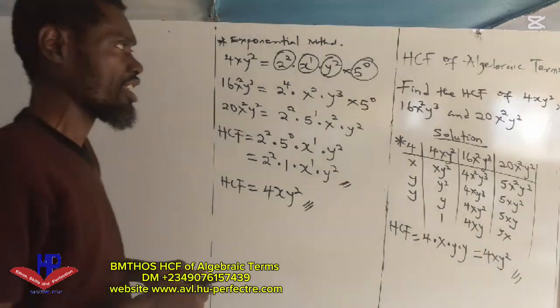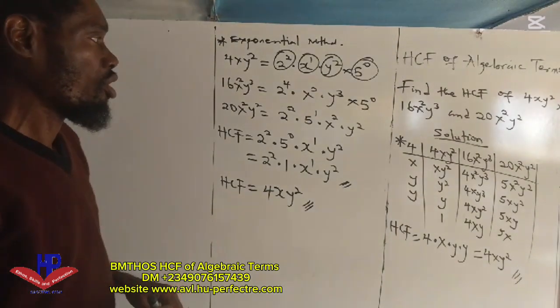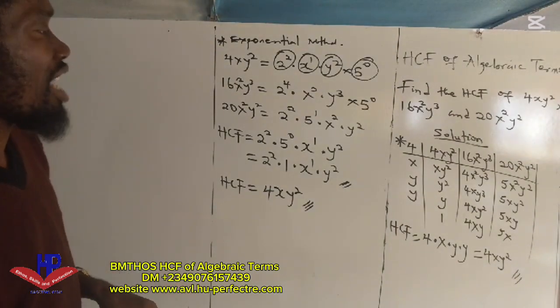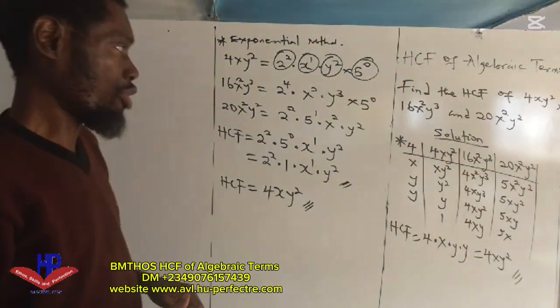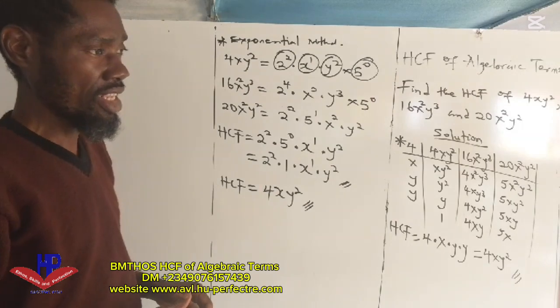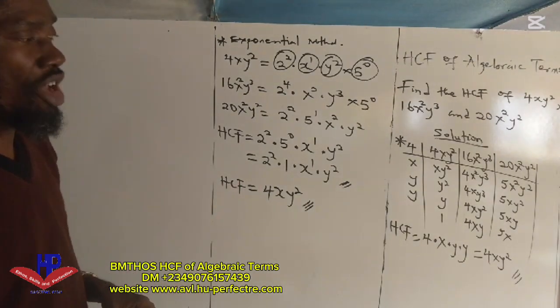Should you be asked to find the HCF of any algebraic term, it is either you use the tabular method or you use the exponential method. It's as simple as this. So just go through it carefully and get the best out of it.